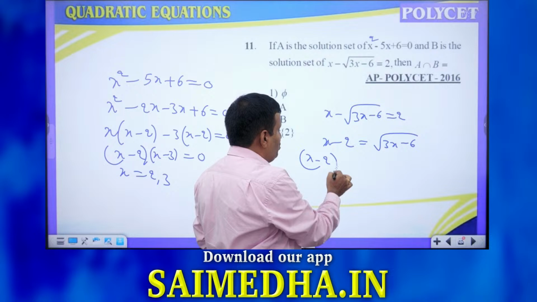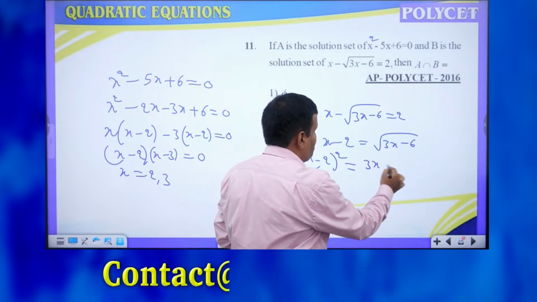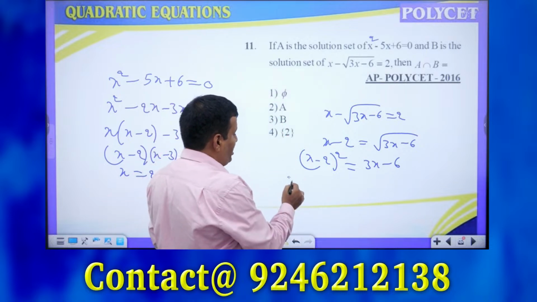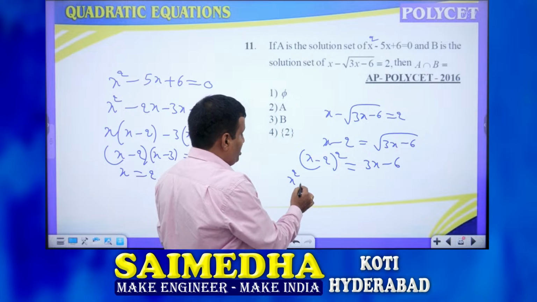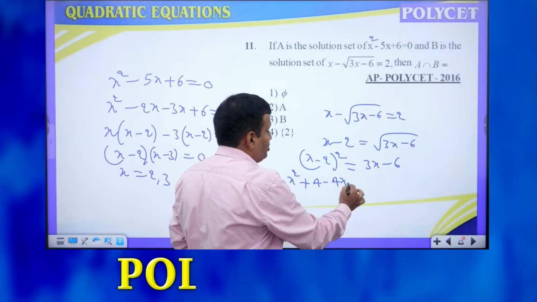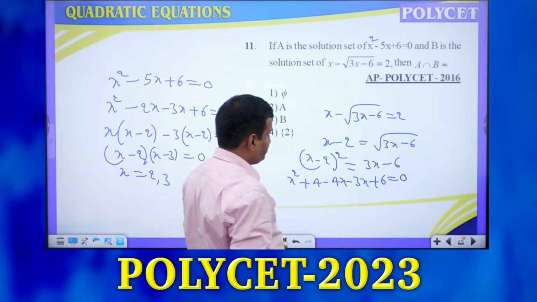(x minus 2) whole squared is equal to 3x minus 6. Squaring on both sides, what is the result we are getting here? x square plus 4 minus 4x. These terms also go to this side: minus 3x plus 6 equal to 0.